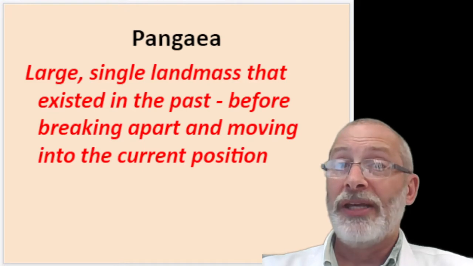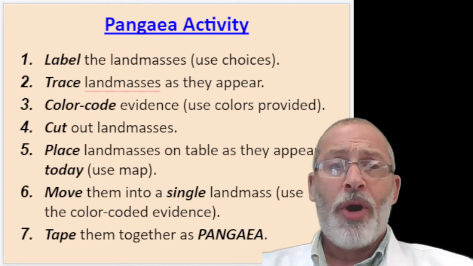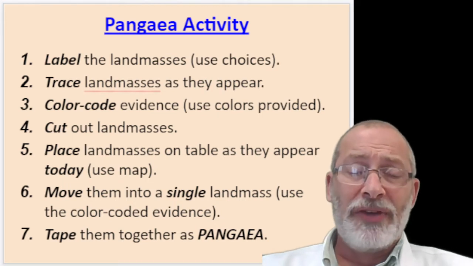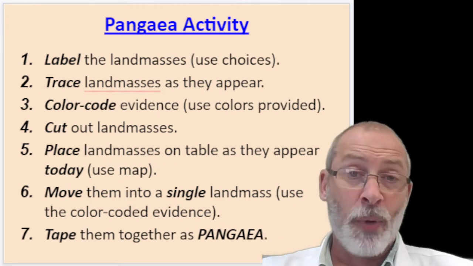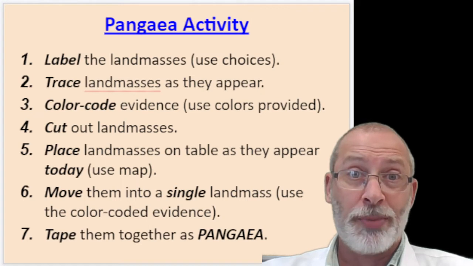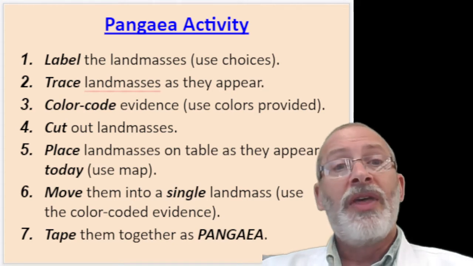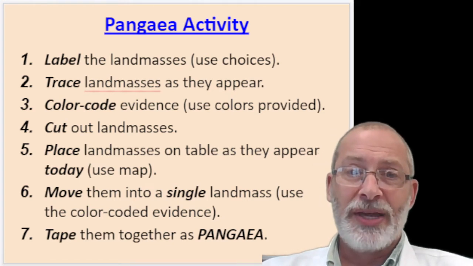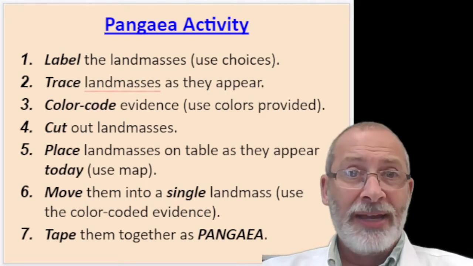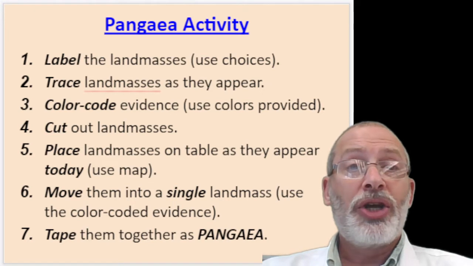So let's do an activity related to Pangaea right now. You'll be able to pause this and view it later, and it's in your book as well. But our Pangaea activity, I want you to do it in this order, please. Number one, you're going to label the land masses, and I've given you choices, so it's multiple choice in your book. So you're going to label the land masses and use other resources to help you out here. Then you're going to trace the land masses as they appear. I'm going to give you some blank paper to utilize to trace the outlines of the land masses in your book. Number three, you're going to color code the evidence.